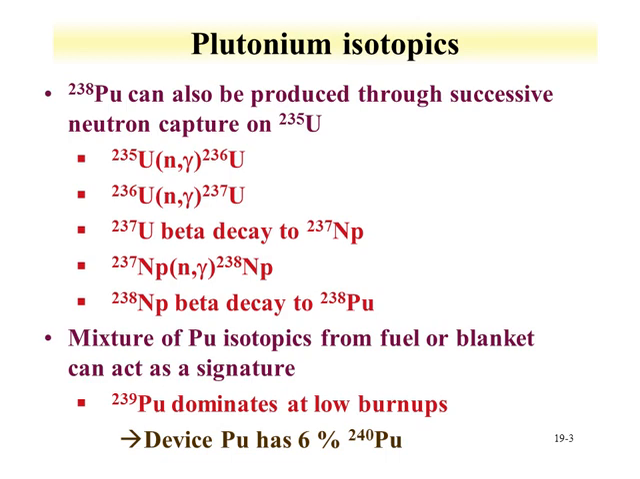thermoelectric uses. So a mixture of plutonium isotopics in fuel or blankets can act as a signature. The key is that plutonium-239 dominates at low burnups, and device plutonium has about 6% or less of plutonium-240. So these are key signatures: if one were to interdict plutonium material and it had relatively low amounts of plutonium-240, that is a strong indication that it was used for a device. Relatively high amounts of plutonium-240 indicate that it could come from a typical commercial reactor.